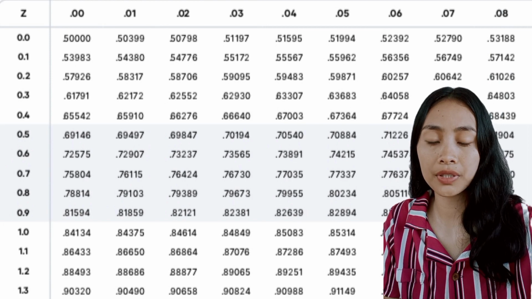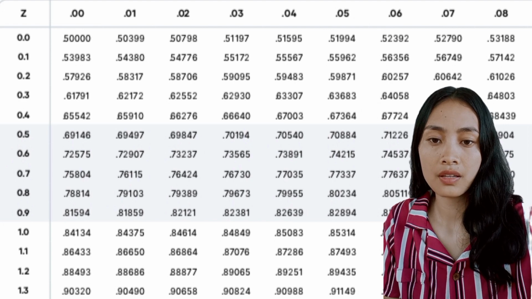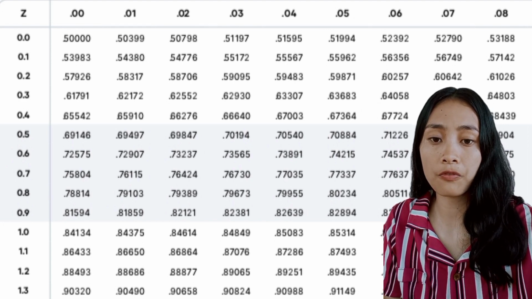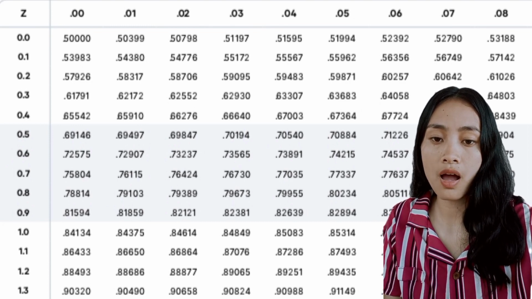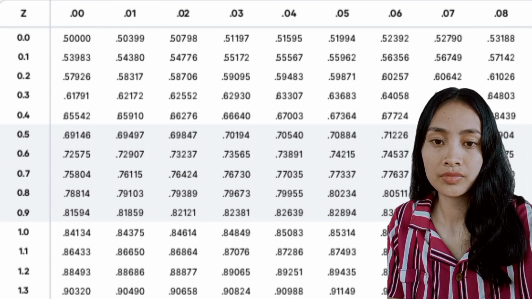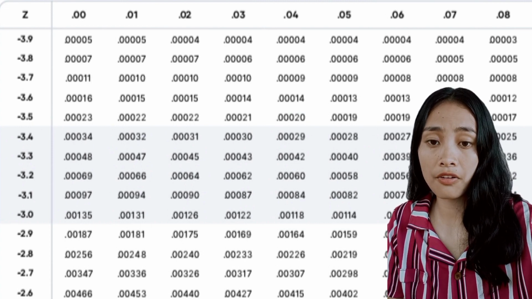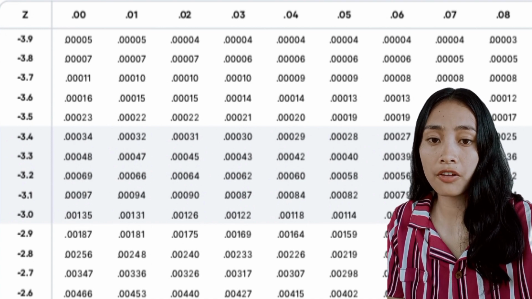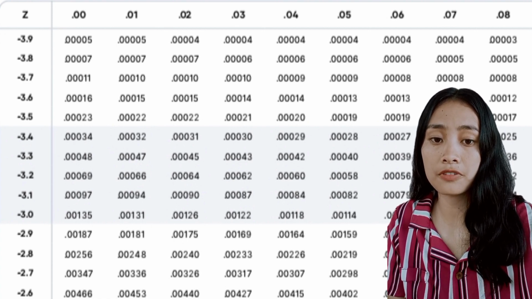Positive z-score table. It is used when the z-score is positive and above the mean. A positive z-score table allows you to find the percentage or probability of all values occurring below a given positive z-score in a standard normal distribution. Negative z-score table. It is used when the z-score is negative and below the mean. A negative z-score table allows you to find the percentage or probability of all values occurring below a given negative z-score in a standard normal distribution.